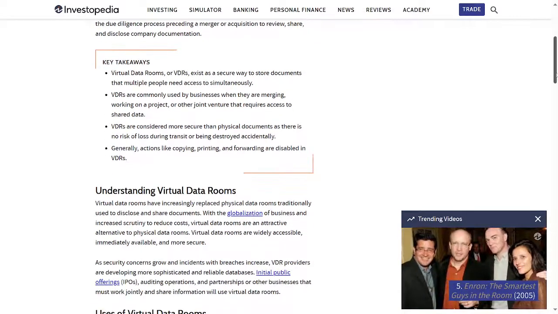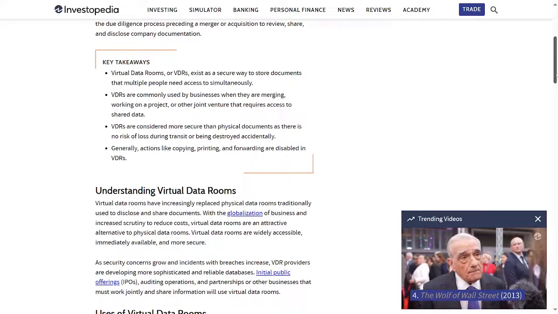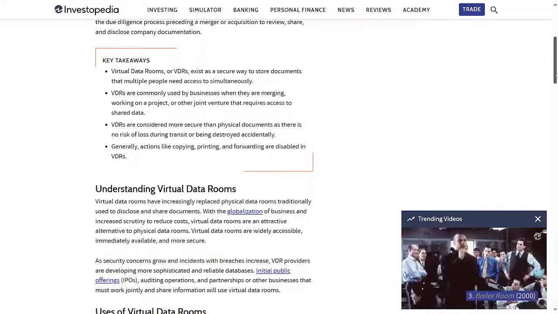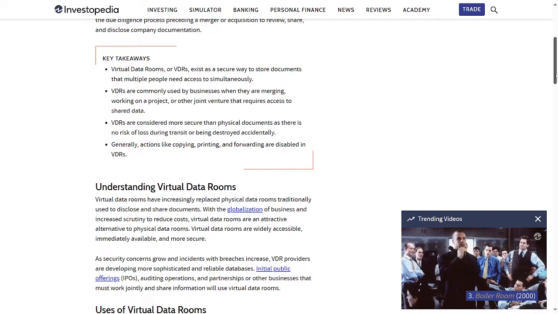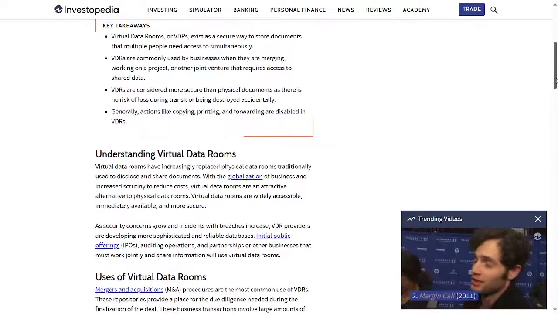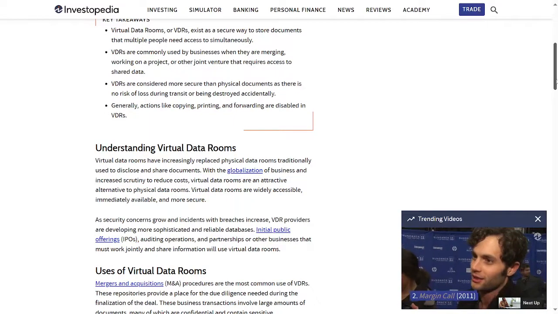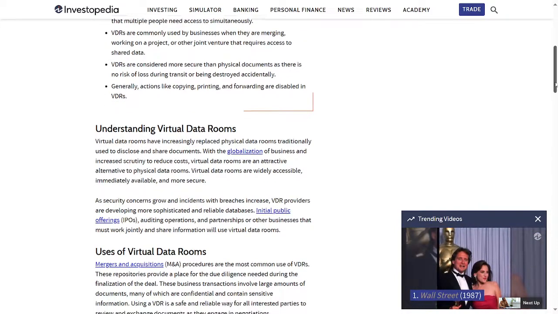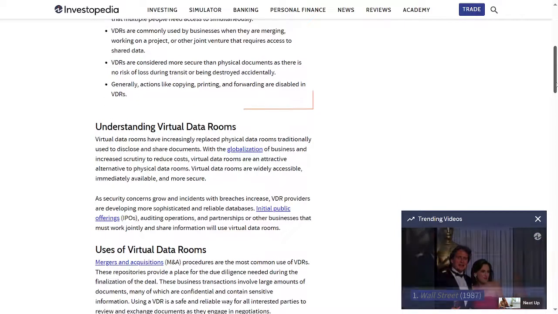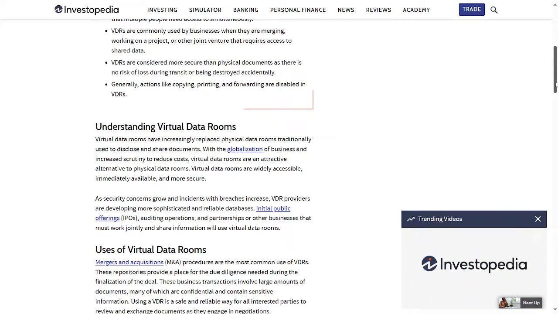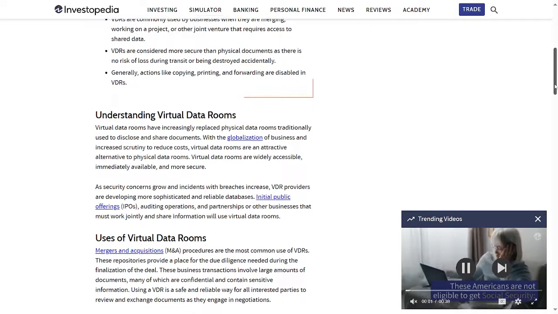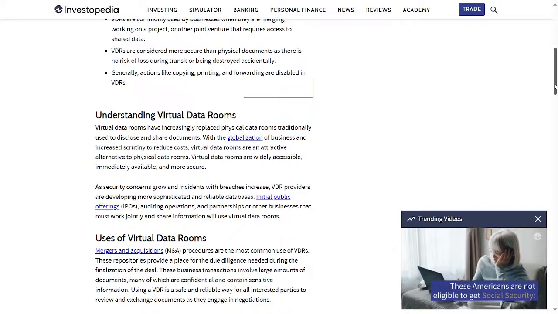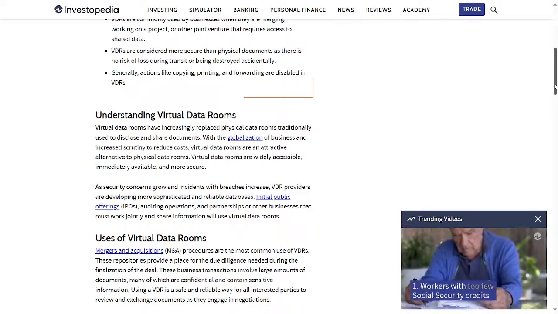VDRs are considered more secure than physical documents as there is no risk of loss during transit or of being destroyed accidentally. Generally, actions like copying, printing, and forwarding are disabled in VDRs. Virtual data rooms have increasingly replaced the physical data rooms traditionally used to disclose and share documents.